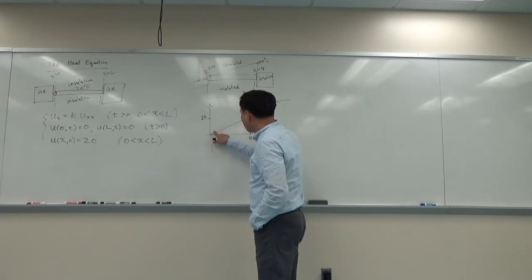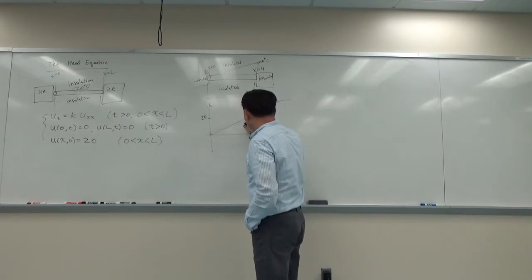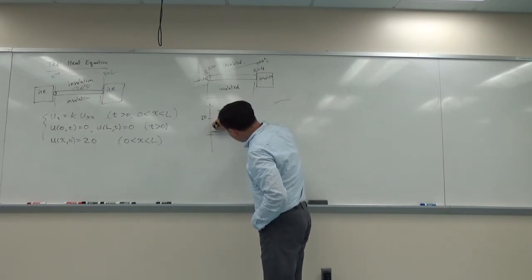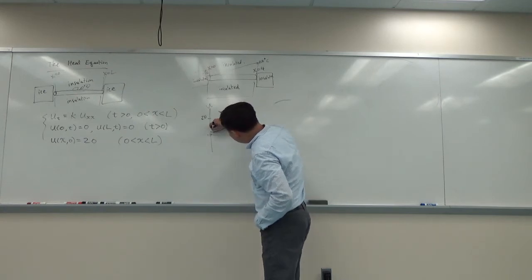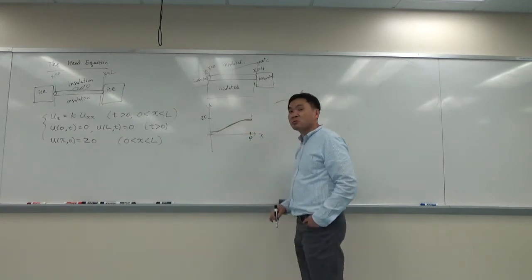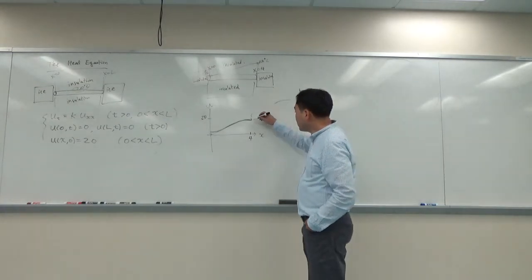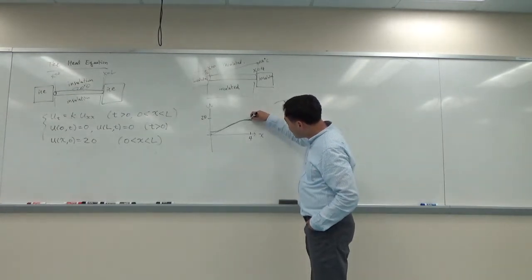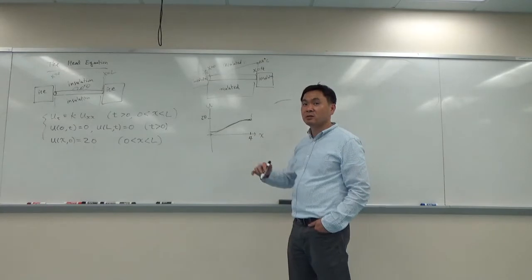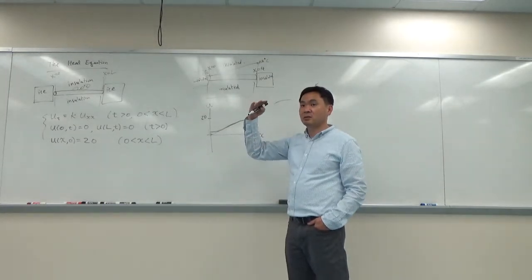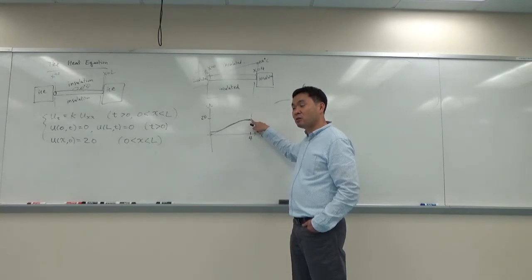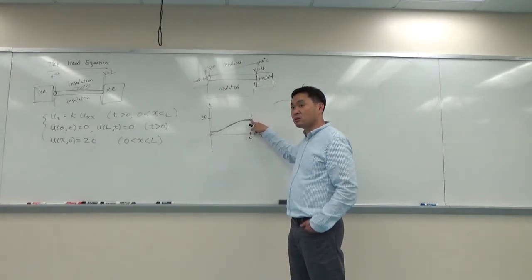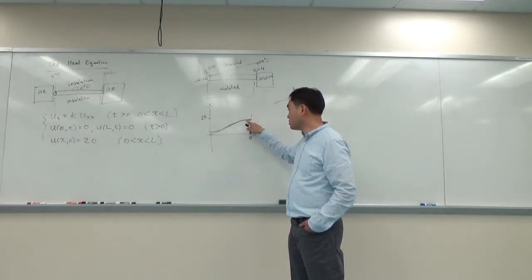Now, at any moment, if you stop, you have to think about what it looks like. It will look something like this, right? And what do you think the slope at the endpoint will be? The slope at the endpoint will always be 0.